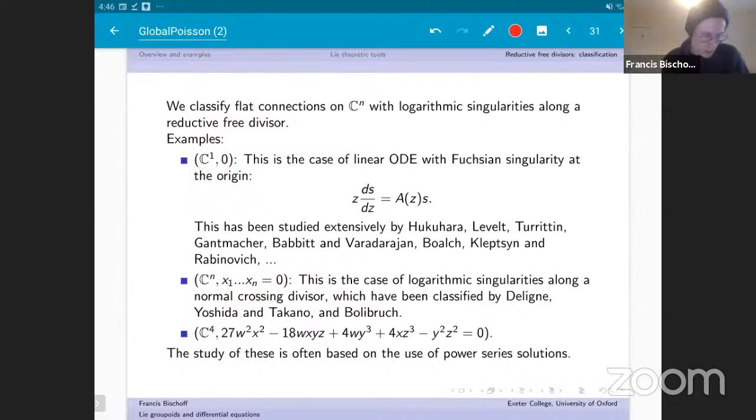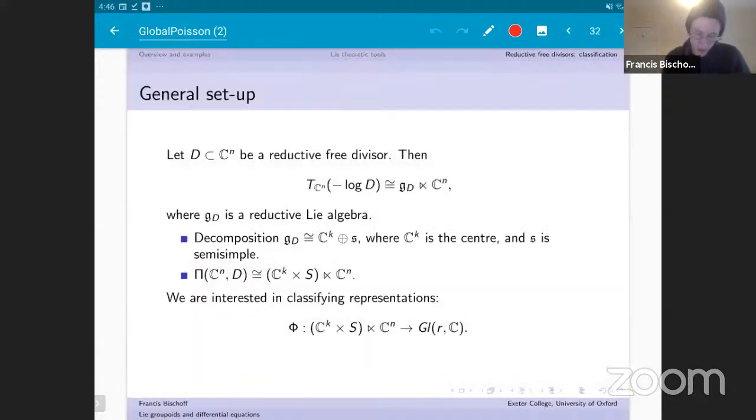Yeah, and one thing to keep in mind is that the study of these equations is often based on the use of power series solutions. So I want to explain an approach to classification which is more geometric. Okay, so here's the general setup.